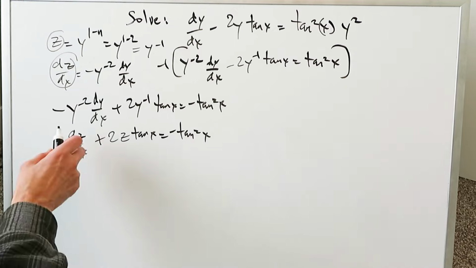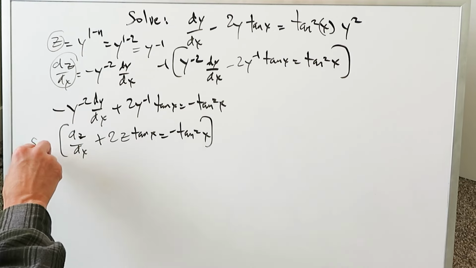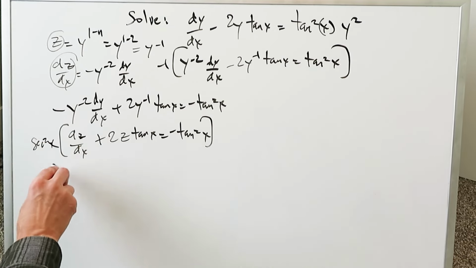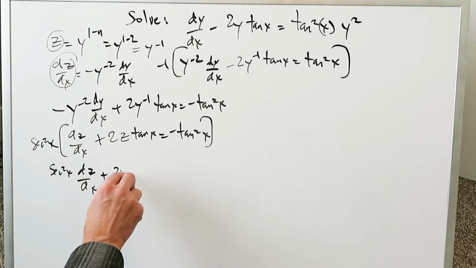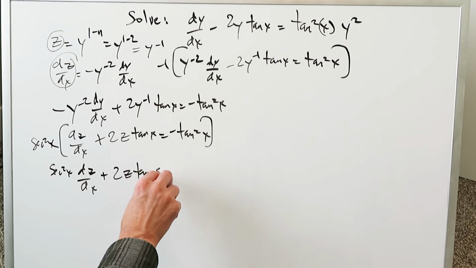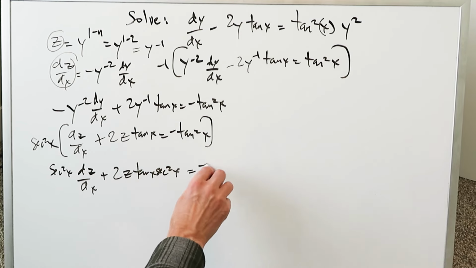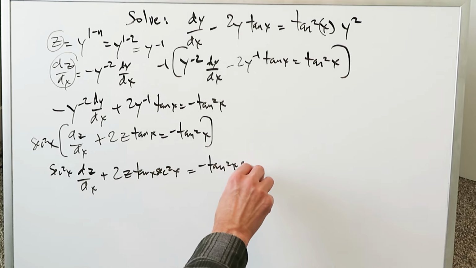With this integration factor determined, you multiply it across right over here, and then what happens? You'll have secant square x dz over dx plus 2z tan x secant square x is equal to minus tan square x secant square x.